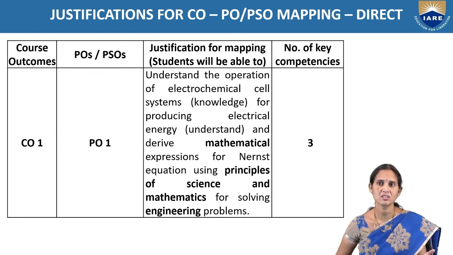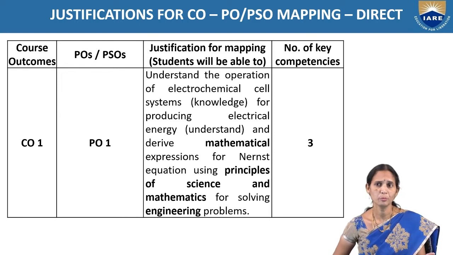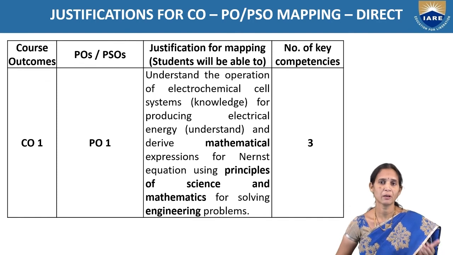Means by chemical reactions, electrical energy is produced. So they understand that one, and derive mathematical expressions for the Nernst equation using principles of science and mathematics for solving engineering problems. So they will learn the derivation of the Nernst equation, and they can do problems on that by applying the formulas. So we have given here 3.